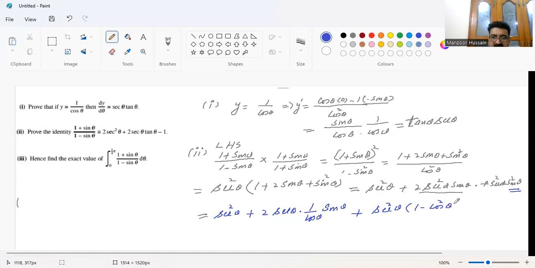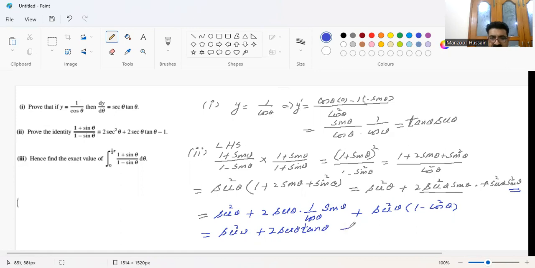I don't like this sign here, so that's why I change this sign into the cosine. So what is this now? It is secant square of theta plus, what is this? 2 secant of theta. What is this? Sine by cos. Sine by cos is tangent theta.